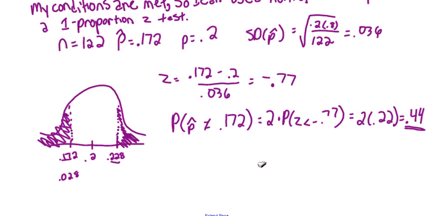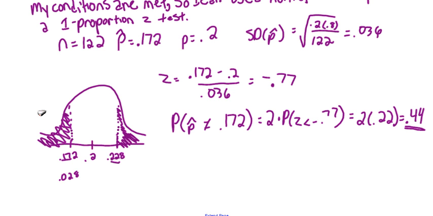What this is saying is, if the company's claim were true, if there were truly 20% orange M&Ms, we would get a sample like we did 44% of the time. So I think the claim that there's 20% orange M&Ms is pretty accurate. If I could get 21 orange M&Ms 44% of the time, I don't think that I've contradicted the company's claim.